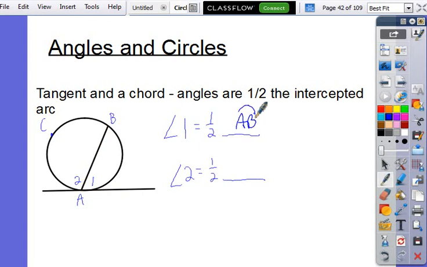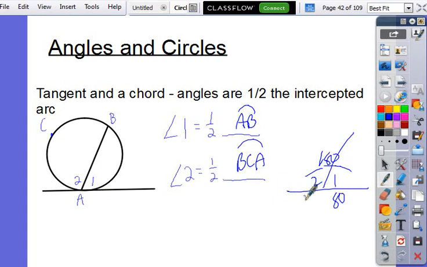And then angle 2, which is over here, will make arc BCA. We need to remember how many degrees are right there: 180 for the total. So if angle 1 happened to be 80, then angle 2 would have to be 100 to make the 180 part.